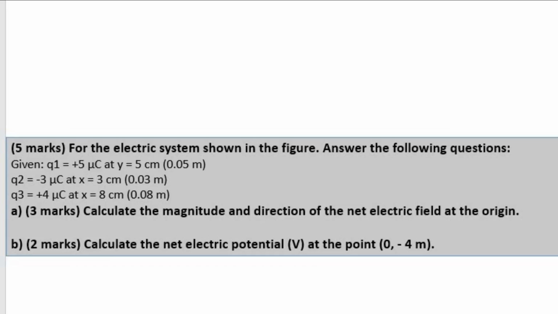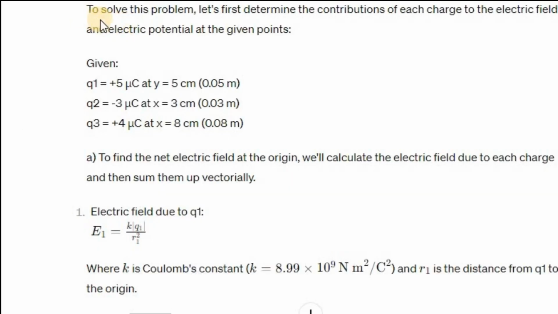For the electric system shown in the figure, answer the following questions. A. Given Q1, Q2 and Q3, calculate the magnitude and direction of the net electric field at the origin. B. Calculate the electric potential V at the point 0, minus 4 meter. To solve the problem, let's first determine the contribution of each charge to the electric field and electric potential at the given point, given Q1, Q2, and Q3.